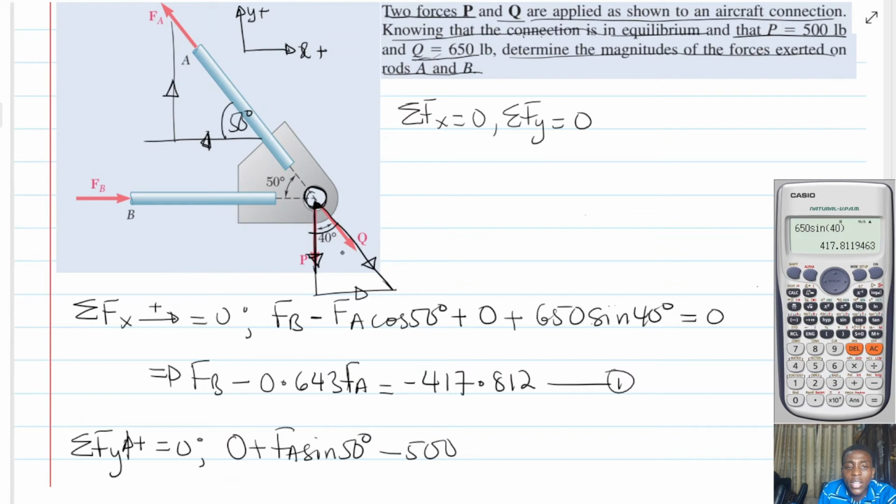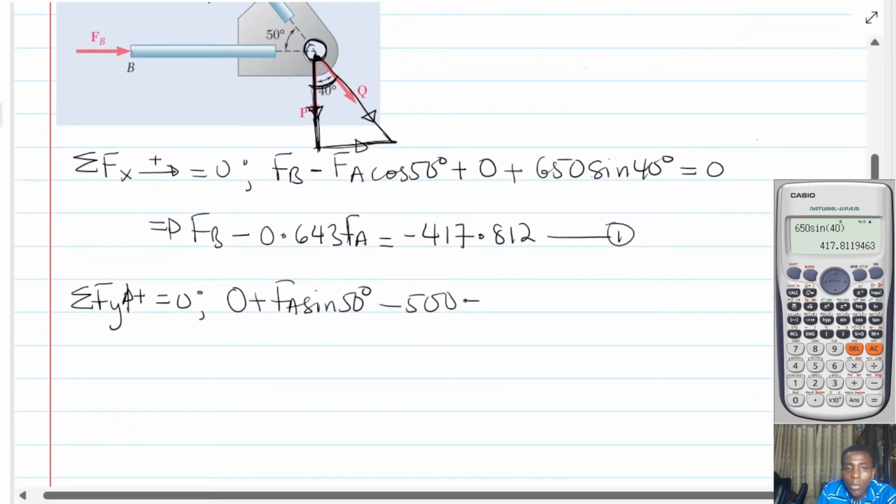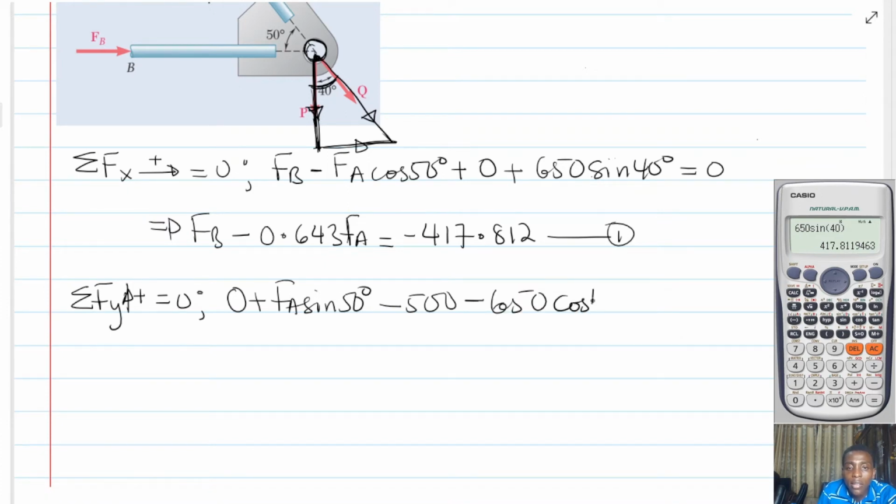Interestingly, considering Q, we can see that the vertical component, or the y component, of Q is in the same direction as P. So the y component of Q is going to be 650 cosine 40. This side is going to be cosine, and this side is sine. Take notice of that. So I'm going to do minus 650 cosine 40, and the sum should be equal to 0. Is there any other force we have not considered yet? No.